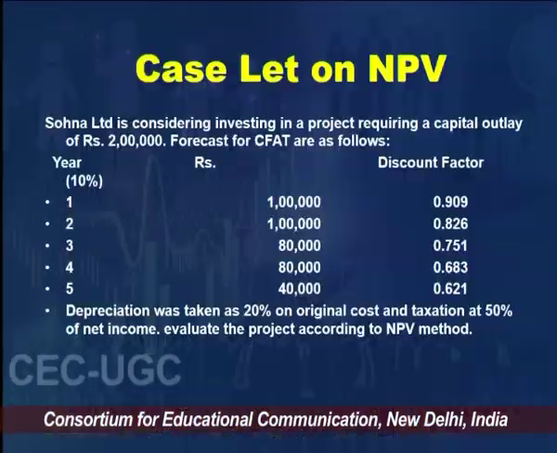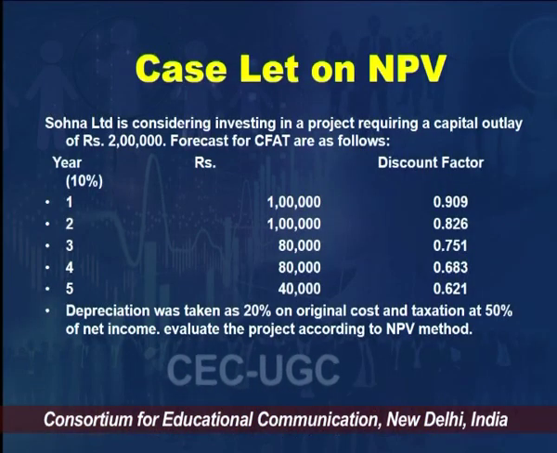This is a case of a company which is considering investing in a project requiring working capital. The initial outlay is 2 lakhs, and the cash flows after tax are given: year 1, 1 lakh; year 2, 2 lakhs; year 3, 80,000; year 4, 80,000; and year 5, 40,000. We have been given the discount factors as well, 0.909, 0.85. So, have a look at the slide.